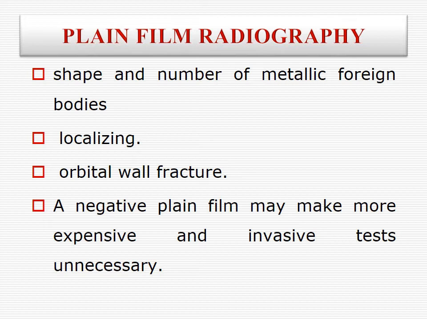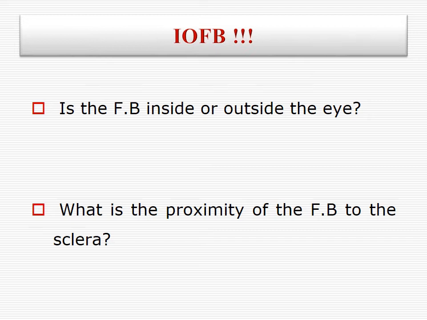Plain film radiography. The shape and number of metallic foreign bodies could be identified by a plain X-ray. Localize the foreign body. It detects associated orbital wall fracture. A negative plain film may make more expensive and invasive tests unnecessary. Intraocular foreign body: the question is, is the foreign body inside or outside the eye? What is the proximity of the foreign body to the sclera?